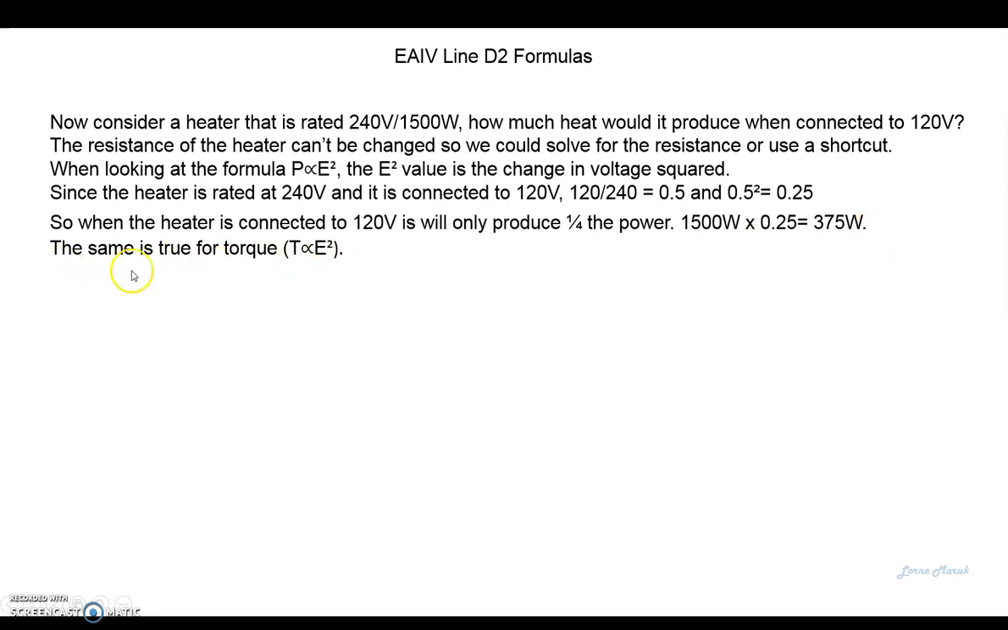This is also true for torque. So if we had a 3-phase motor that was rated for 240 volts, and we hooked it up to 120, we'd only produce 1/4 of the torque.